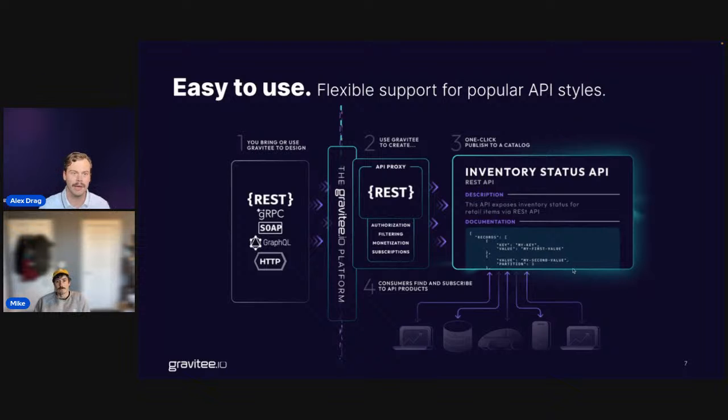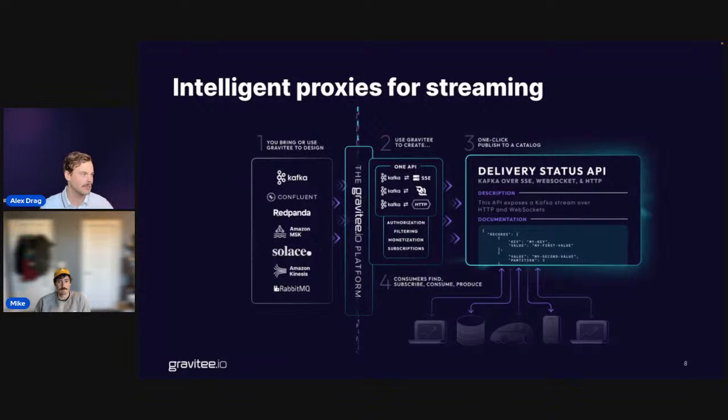So step 4, your API consumers can find and subscribe to these APIs in a self-service, easy way. So think your partners, your customers, or your internal developers, right? And what's really neat about Gravitee is you do the same thing for the event and message broker side of the house, right?